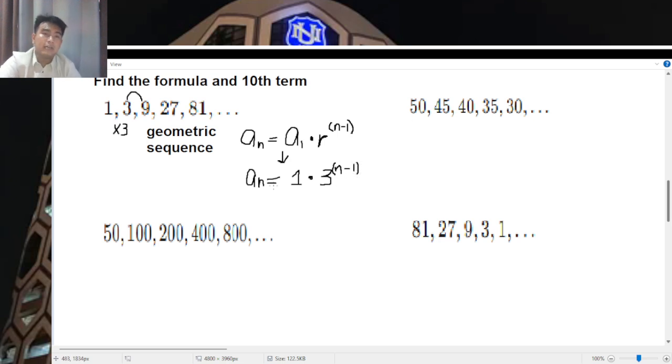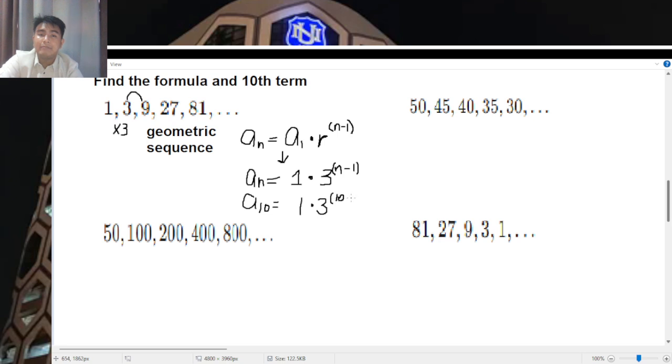Now, how about the 10th term of this sequence? Deriving from the formula, we can just replace n with 10 because we're looking for the 10th term. So I'm going to write it in here. a10 is equal to 1 times 3.